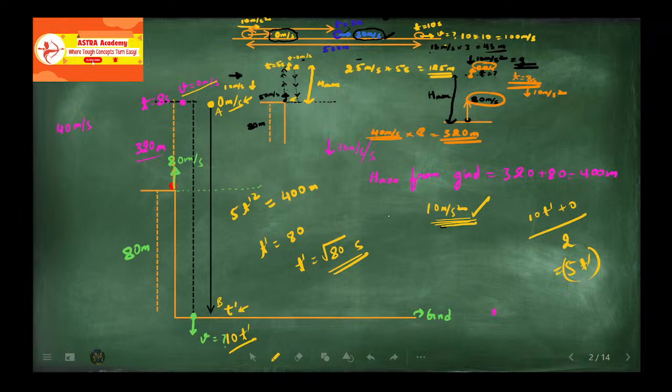Now onwards, I won't do so much hard work. I will directly do one thing. I will take the distance, divide it by 5 and take its root.